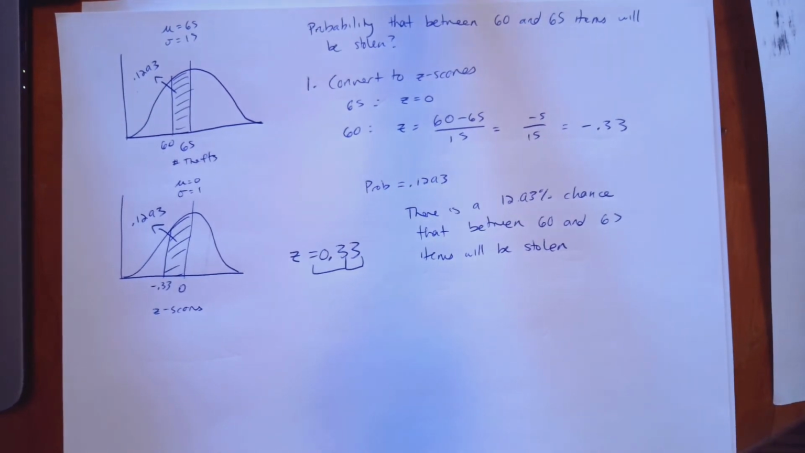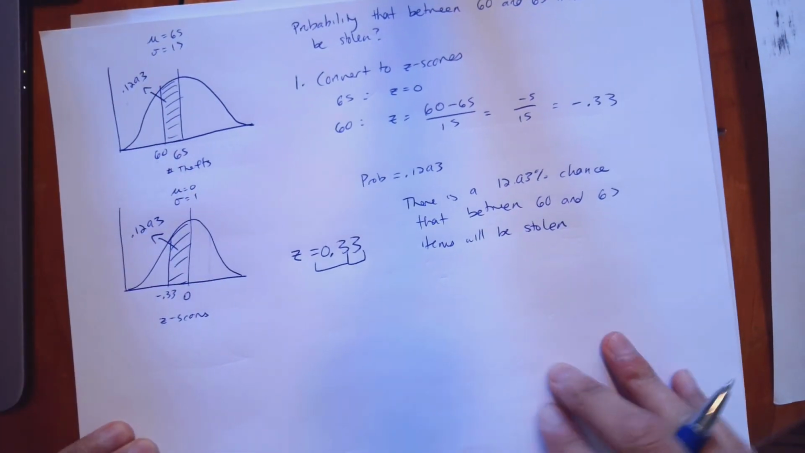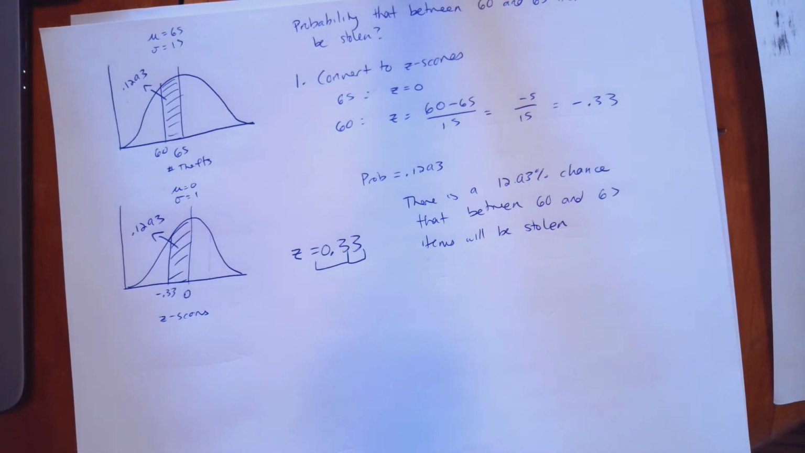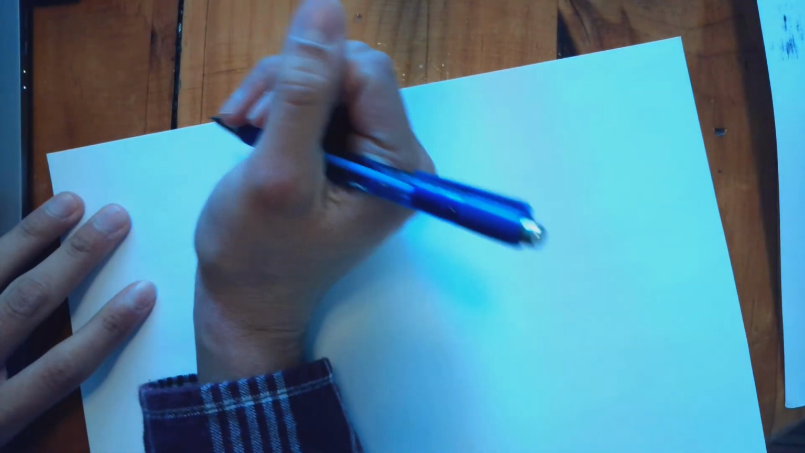And so you can also do this for different combinations of area on these graphs. And I'm going to go through one more example here where it's not going to include the mean as a value. So I'll just go to another page so it doesn't get too crowded. So let's say we want to find the probability that between 60 and 75 items will be stolen.